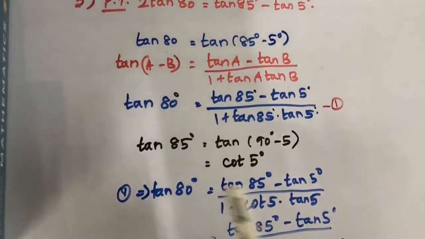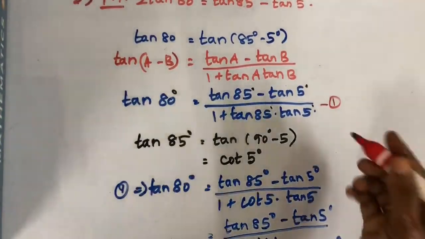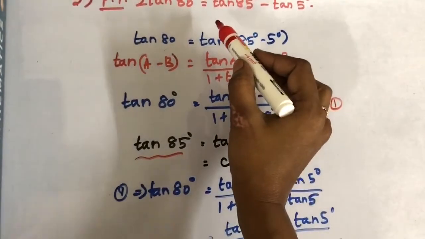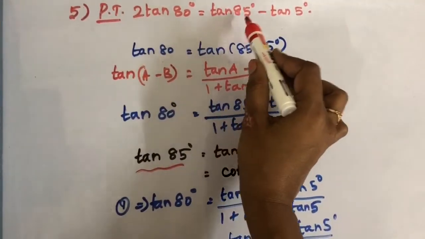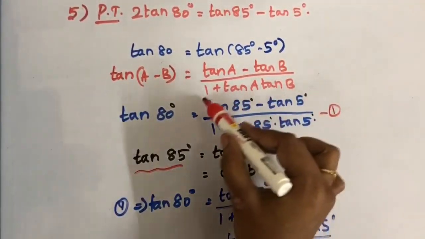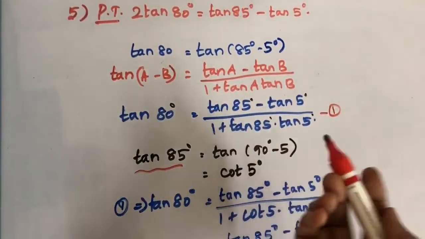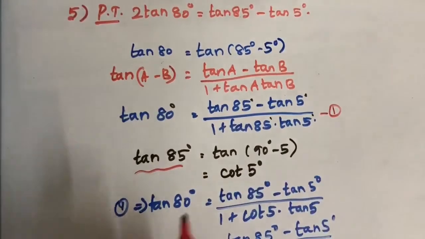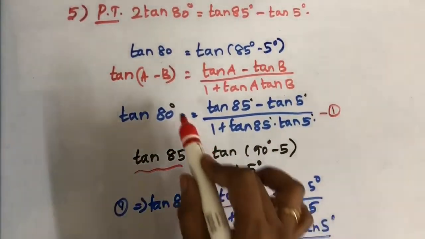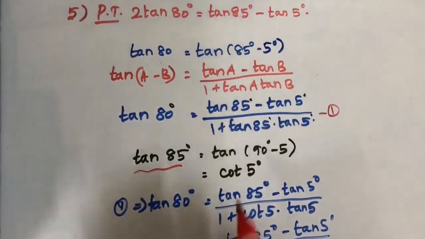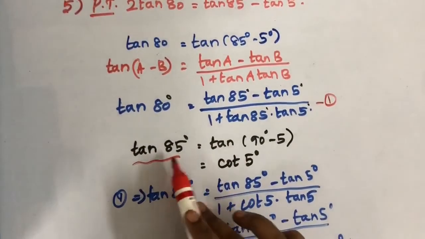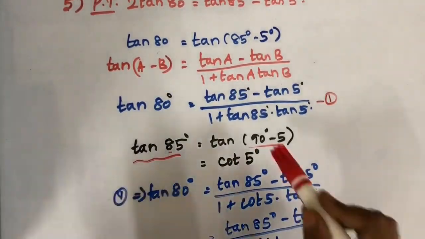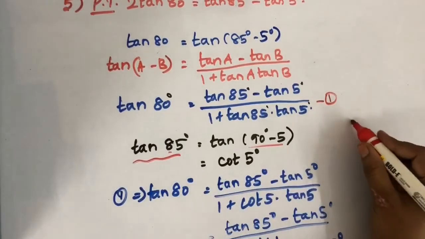Okay. Now I take this as 1. Now I take tan 85 alone, because you have to prove 2 tan 80 is equal to tan 85 minus tan 5. So there is no problem about the numerator. But in the denominator you have to bring this term equal to 1, then only 1 plus 1 will be 2, and you can cross multiply it and you can prove the given result, isn't it? So I take tan 85 alone and I write tan 85 as tan 90 minus 5, that is tan of 90 minus 5.